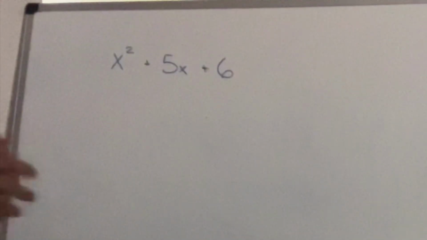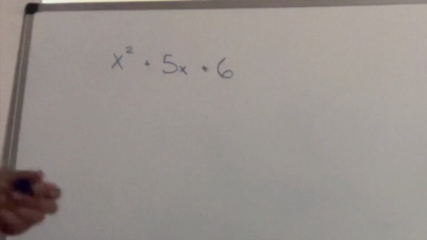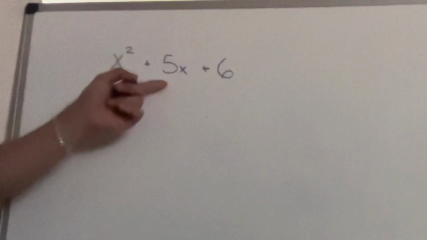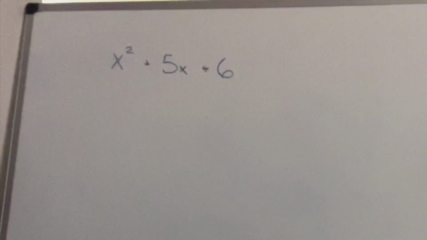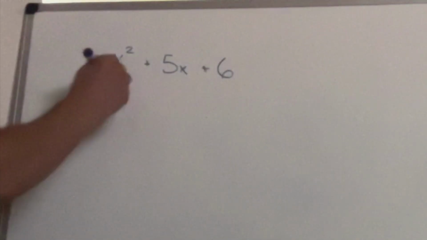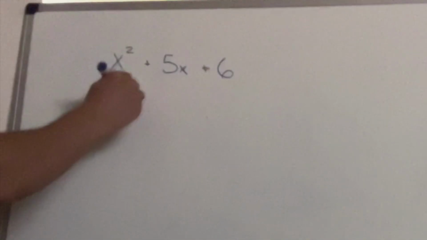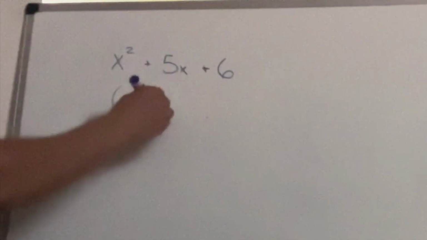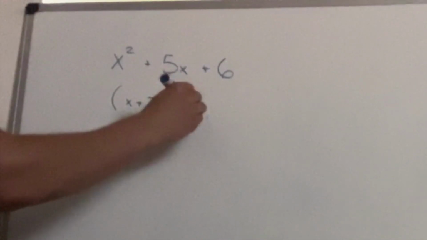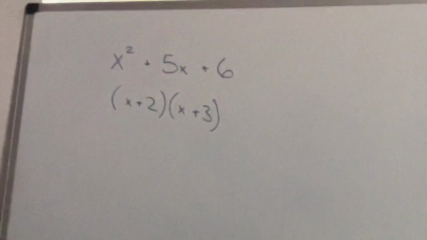So what multiplies to 6? 1 and 6, 2 and 3, and that's it. What adds up to positive 5? Not 1 and 6, but 2 and 3, they add up to positive 5. And so you write it in this notation, x plus 2, x plus 3. And that's how you factor out a polynomial.